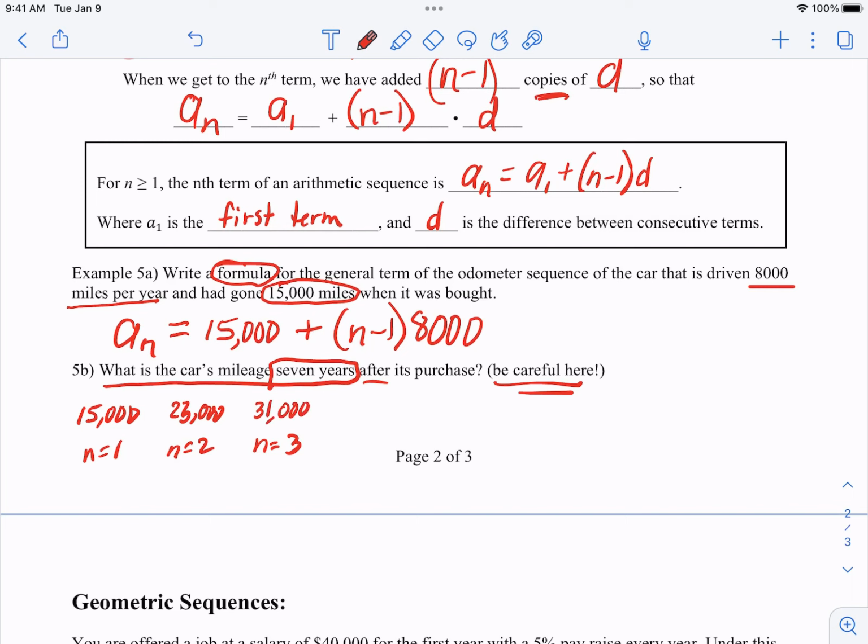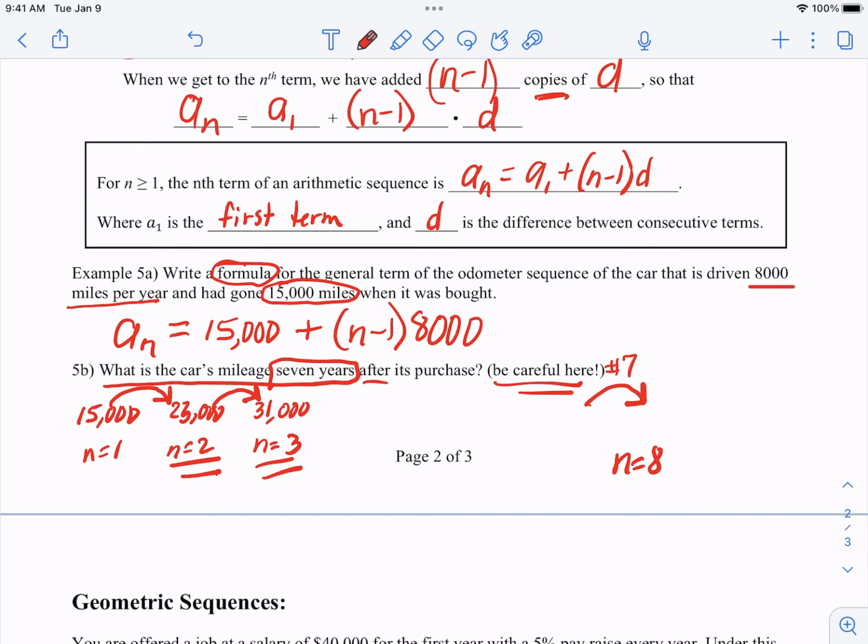And what you'll notice is after 1 year of having this car, we are now on the second term. So that's where it gets a little confusing. After 1 year, we get term 2. After 2 years of driving this car, we're at term 3. So if we want, after the 7th year, if this is year number 7, then we're going to be searching for the 8th term in the sequence. So you have to pay attention to the sequence number versus the time that's passed.